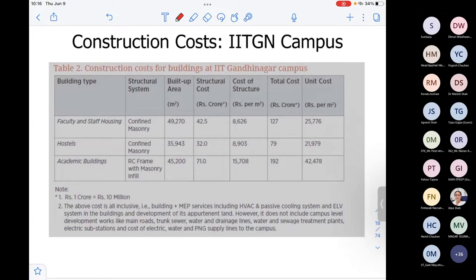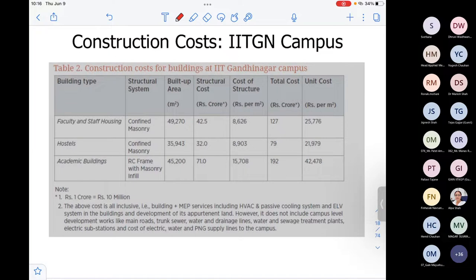So here are construction costs. You remember that somebody was asking about a direct comparison of construction cost. This is from the construction publication, for which I will share a link later on. Built-up area is here, with cost per square meter and total cost in rupees for the faculty and staff housing. And then you can see the cost for hostels.